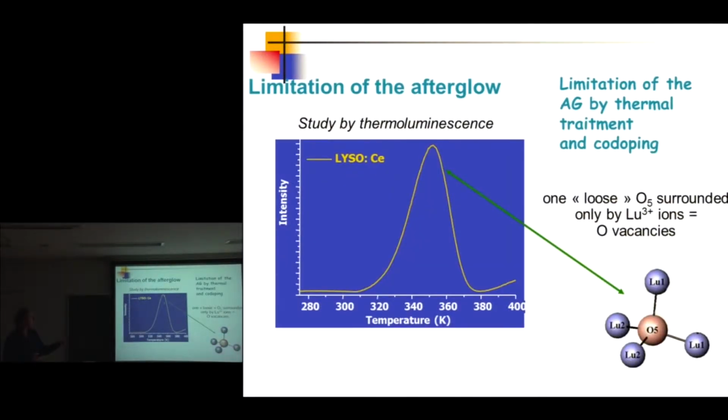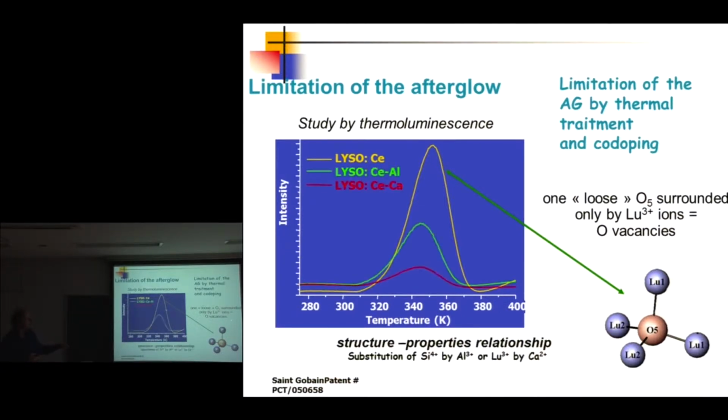So in the lab, we demonstrated that in this kind of material, LYSO doped with cerium, the origin of the trap was a type of oxygen vacancy, and we succeeded to put in a dopant to limit and to decrease the afterglow. In that case, in the next generation sold by Philips, the apparatus have much less afterglow than the previous one.